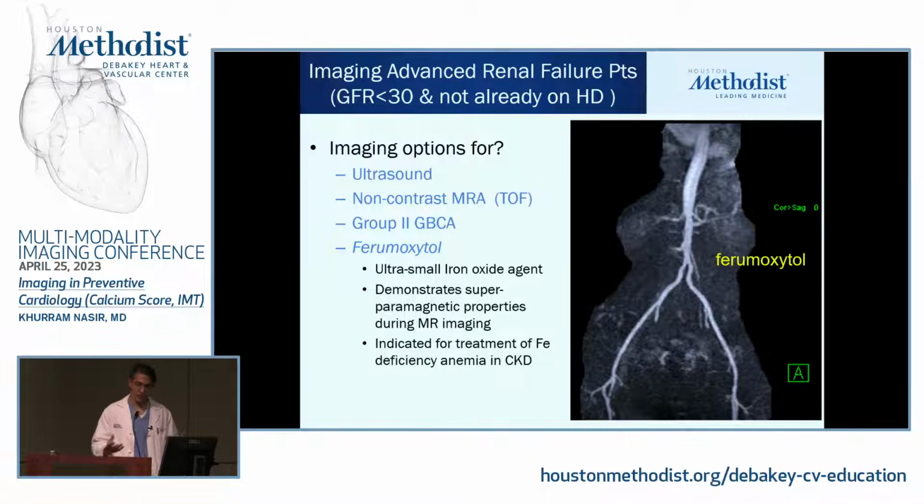So we have a special group of population. Sometimes they're not on dialysis yet. Once they're on dialysis, you can use iodine. But their GFRs are less than 30, and so what do we do for these patients? We have, as I said, an option to use the group 2 GBCAs, but there's also a very good vascular agent called Ferumoxytol. It's an iron agent.